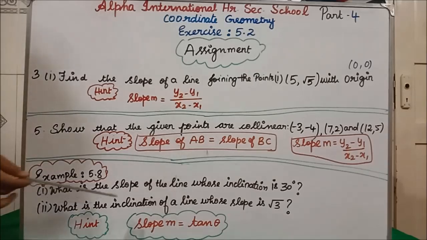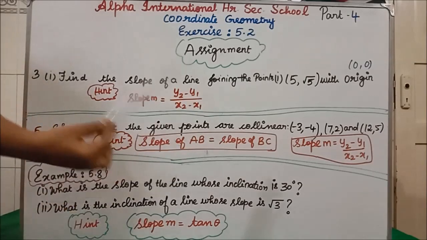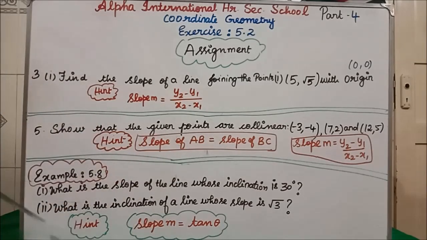Clear? Then in the second subdivision, what is the inclination? Inclination means theta, we have to find, and they have given the slope. Clear? Thus, based on the two models we have done in exercise problem first question, go through the video thoroughly, then start doing the assignment.